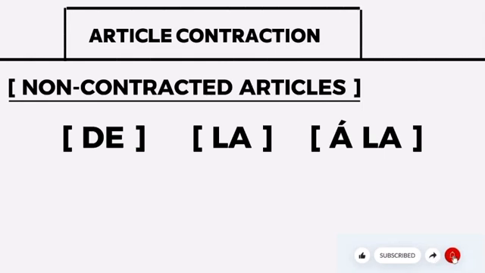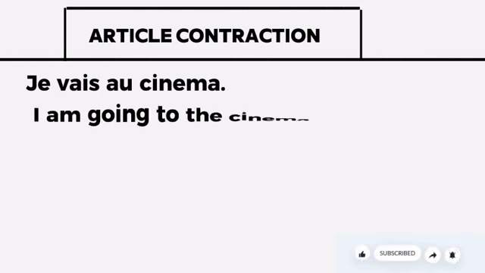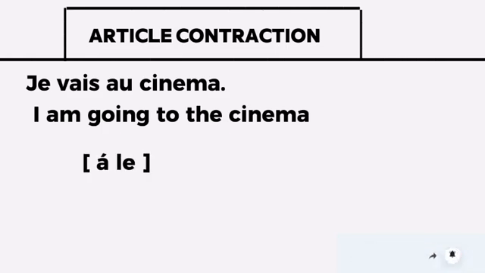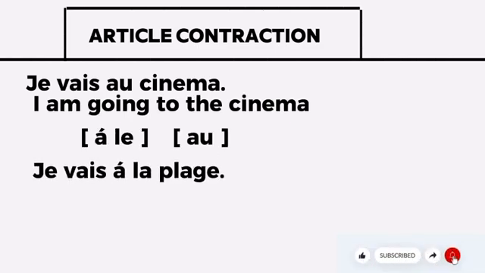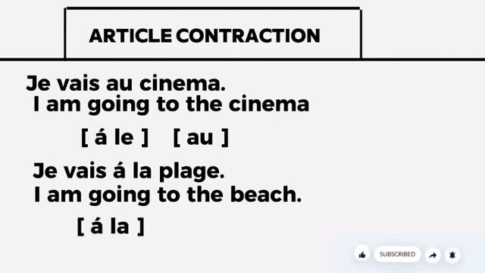Let's take a look at some examples. And we have je vais au cinéma. Je vais au cinéma. And this is I am going to the cinema. So instead of using à le, you use au. Another example is je vais à la plage. And this is I am going to the beach. Since à la is not contracted, it is correct this way.